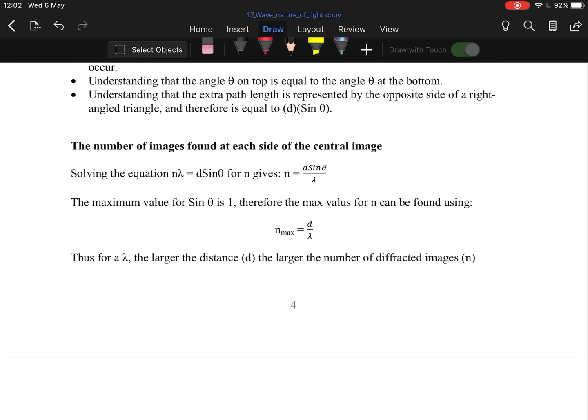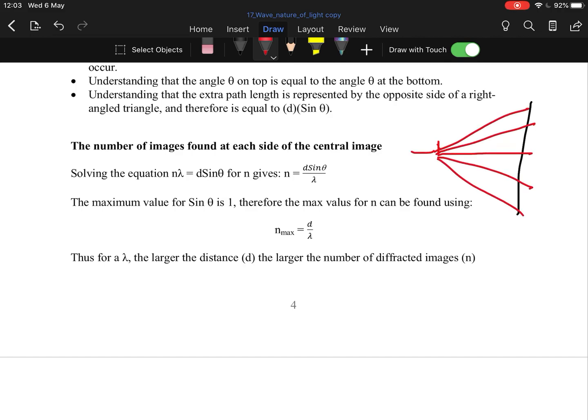Now, the number of images found at each side of the central image. Basically, your diffraction grating is here, and you have your screen over here. Your light hits this and spreads off like this, creating all these images. The central image is always called n equals 0, and these then are n equals 1, n equals 2, all the way up, and n equals 1, n equals 2, all the way down. Apologies, that does not look like a 1 or a 2.